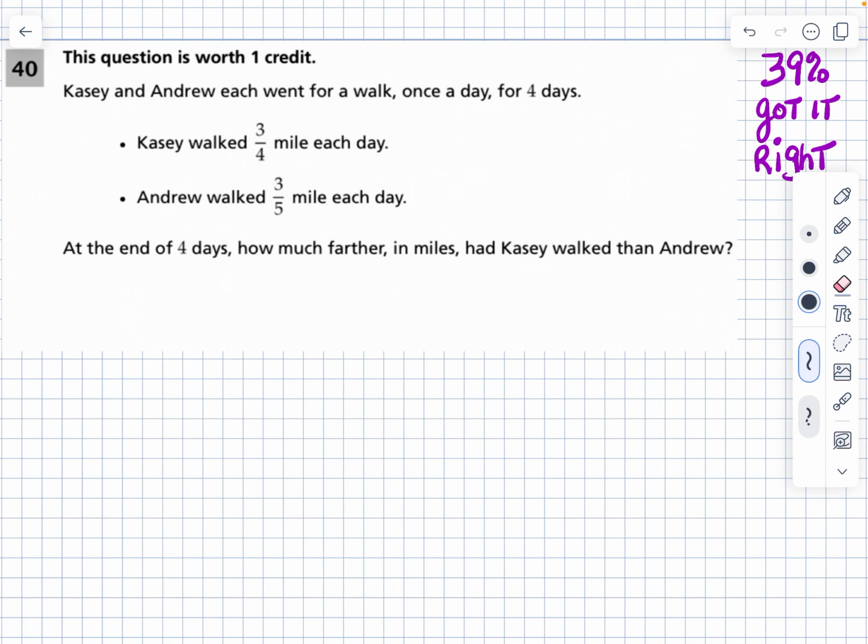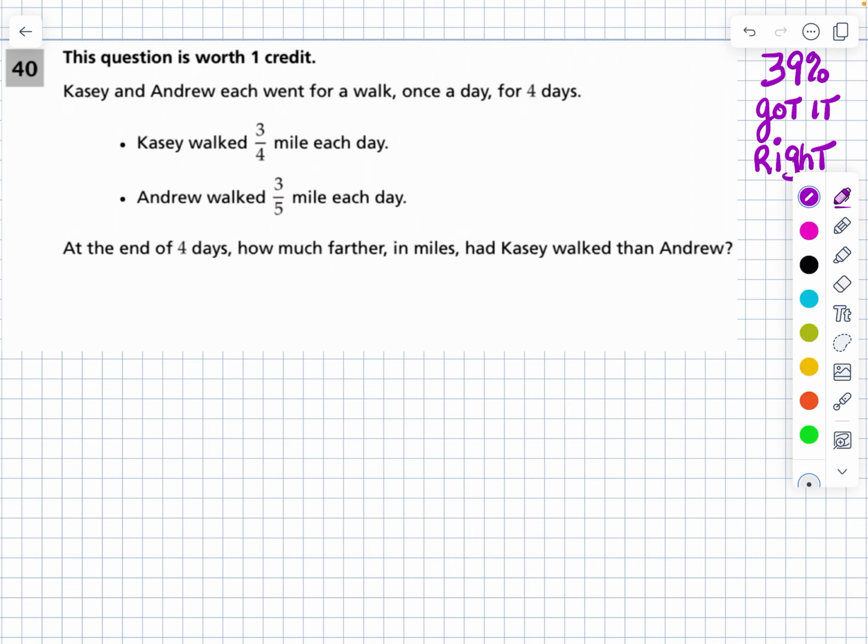Okay, question 40. Kasey and Andrew each went for a walk once a day for 4 days. Kasey walked 3/4 of a mile each day. Andrew walked 3/5 of a mile each day. At the end of 4 days, how much farther in miles had Kasey walked than Andrew?